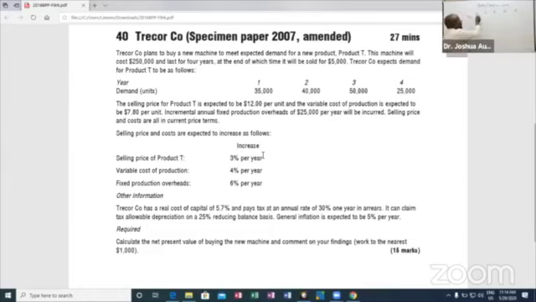And this selling price, ladies and gentlemen, they have told us we expect it to grow by 3% per year. So by the end of year 1, it will be 12 times 1.03. If you wish, you can get this figure separately: 12 times 1.03 gives you 12.36.